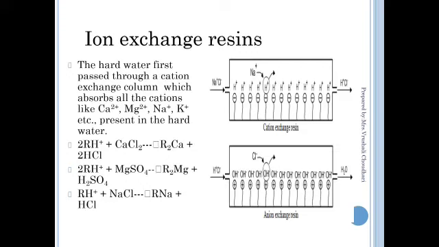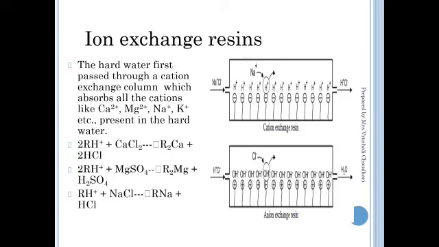Similarly, when we are passing hard water through the anion exchanger, it replaces negative ions with OH minus. So H plus Cl minus, when passing through the anion exchanger, the Cl will attach to the resin, and the effluent coming from that resin is H2O. H plus and OH minus are combined.